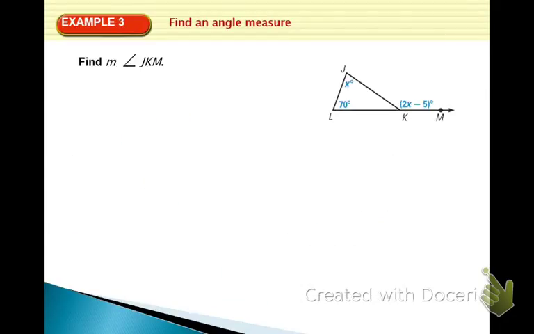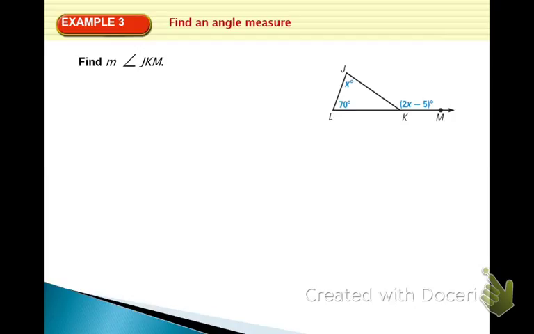Find the angle measure. We have to find the measure of JKM. How would I set this up, and how do I know to do that? Kayla, you would add 2x minus 5 plus x equals 180. You have the right idea, but you didn't have the right combination. Lindy: is it x plus 70 equals 2x minus 5?